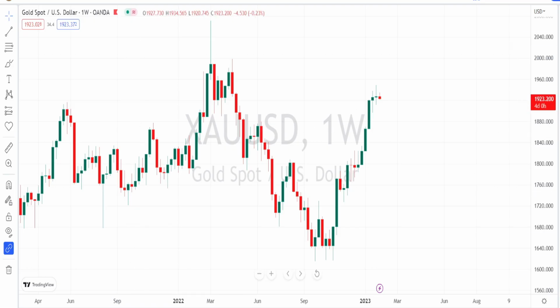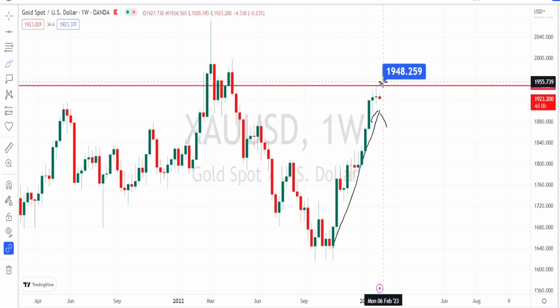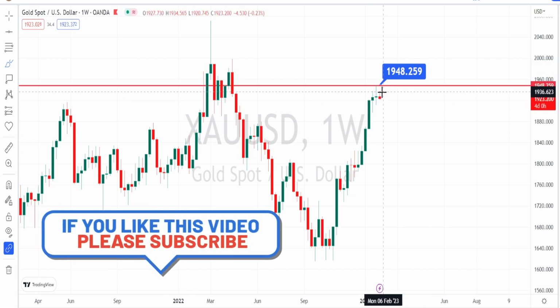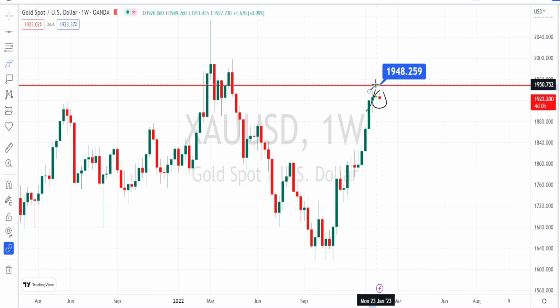I am in weekly time frame now, and previously the price action was in a very nice bullish trend. And after reaching the resistance level of 1948, we have noticed the price action start moving in a sideways momentum. We have also noticed the price action form a red color candle, which shows the weakness of the bullish trend, but the bearish trend reversal has not started yet in the weekly time frame also.